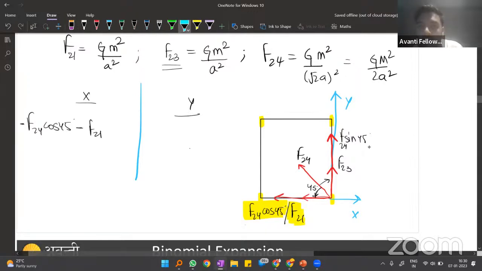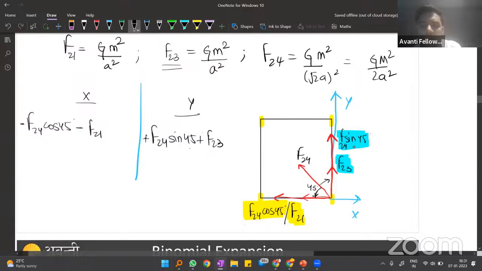Now, in the y direction, who are present? F24 sine 45. Can you guys tell me what sign I should put here? Positive or negative? In what direction is it pointing? It's pointing in the positive y direction. So it is positive. Is that clear? Now, another force pointing in the y direction is F23. So it will again be positive F23.